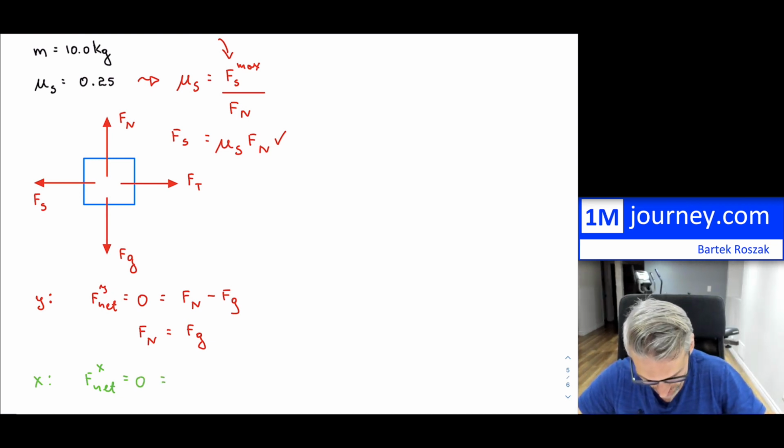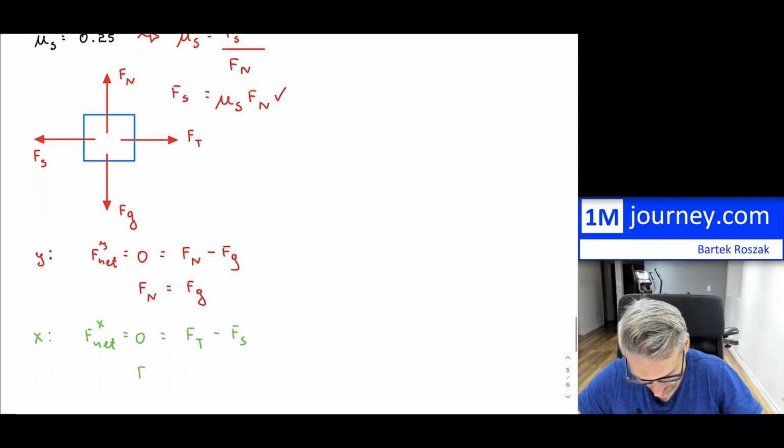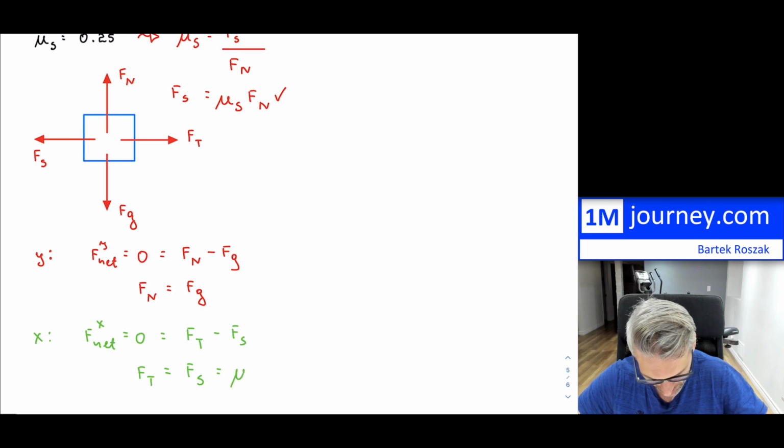Now in the x direction, I'm going to assume that right is positive. So I'm going to have my force of tension minus this force of friction. And what this would mean is that the force of tension has to equal the force of friction. And this is nothing else but simply your coefficient of friction times your normal force. But my normal force, as you can see right above there, is equal to the force of gravity, which is just mass times gravity. And of course, I can substitute that back in here.